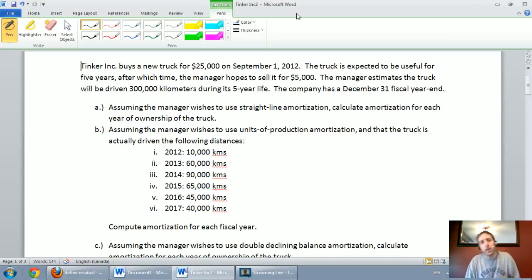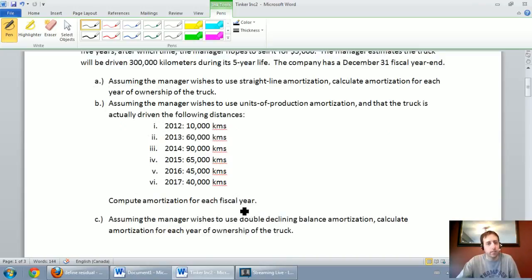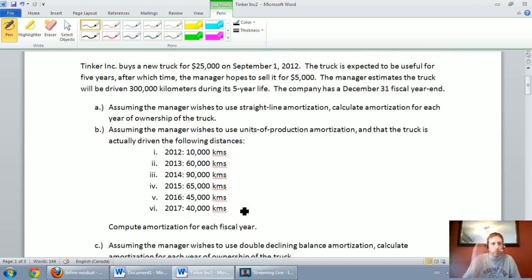The final method we're going to learn, and it's outlined here in Part C. Again, it's the same question we're doing. We've done Parts A and B. We're just going to look at Part C now. The final method we're going to learn is called double declining balance.